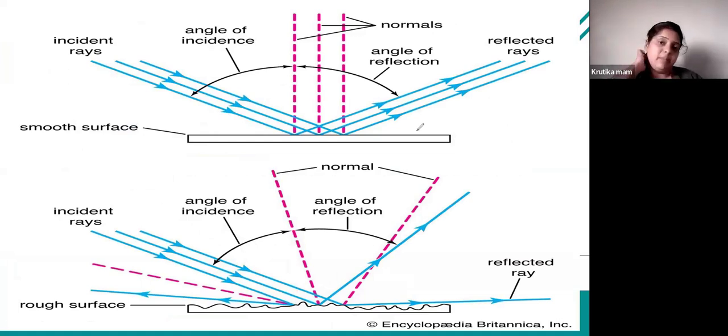For that particular figure, since we have taken different incident rays and reflected rays, we have to show different normals for those particular lines. This is for the regular reflection. Similarly, in the second figure you can also see irregular reflection. So second is the irregular reflection. There also you can see the incident ray, angle of incidence, angle of reflection, the reflected rays, the rough surface, correct? So this you can see here.